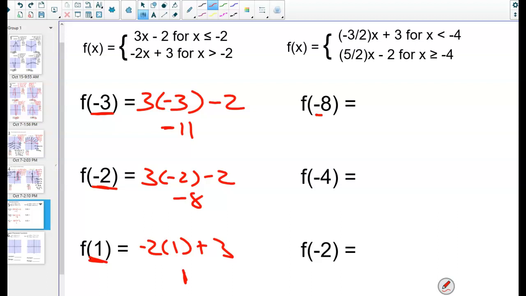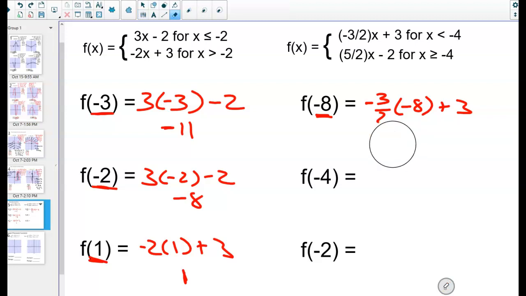Same deal here. Negative 8 is less than negative 4. So negative 3 halves times negative 8 plus 3. A negative times a negative is a positive. 8 divided by 2 is 4. 4 times 3 is 12. So 12 plus 3 is 15.